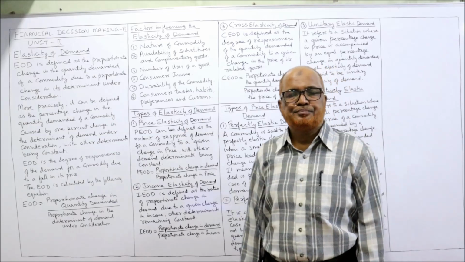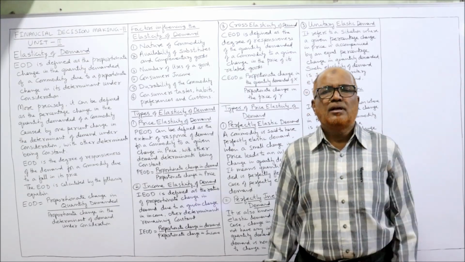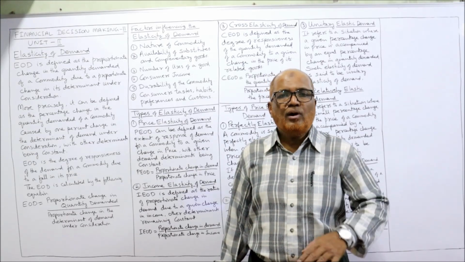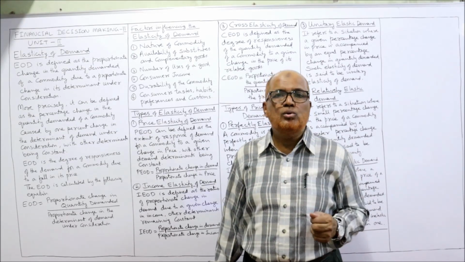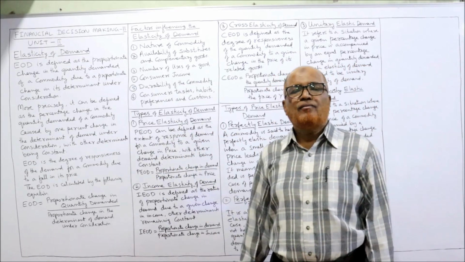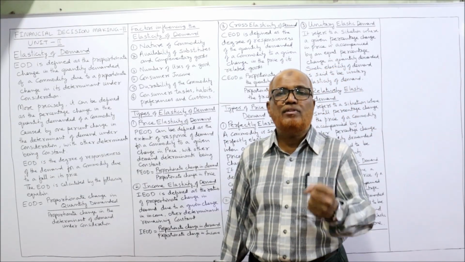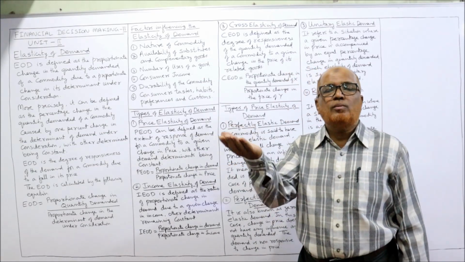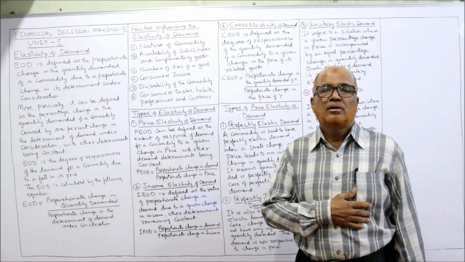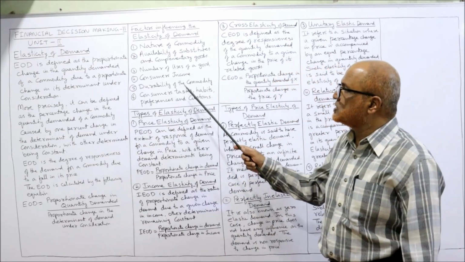Number of uses of a good. Normally, a particular good cannot be used only for one purpose. The same commodity can be used for multiple purposes. So we have to see how many uses the good can have. On that also elasticity depends. Consumers' income. One of the important factors which affects the elasticity of demand is the income of the consumer. If the income of the consumer increases, normally the demand will also increase. So income will change the demand. So income is a factor which affects the elasticity of demand.